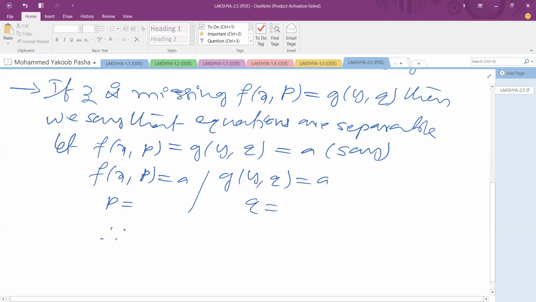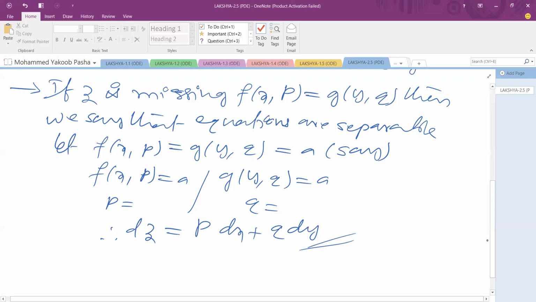So the general solution can be obtained by putting the p and q values in the equation dz = p dx + q dy. After integration, we get the general solution of the given partial differential equation.